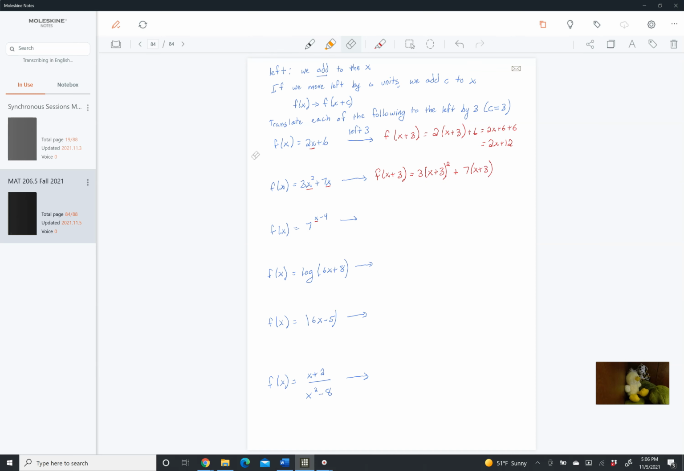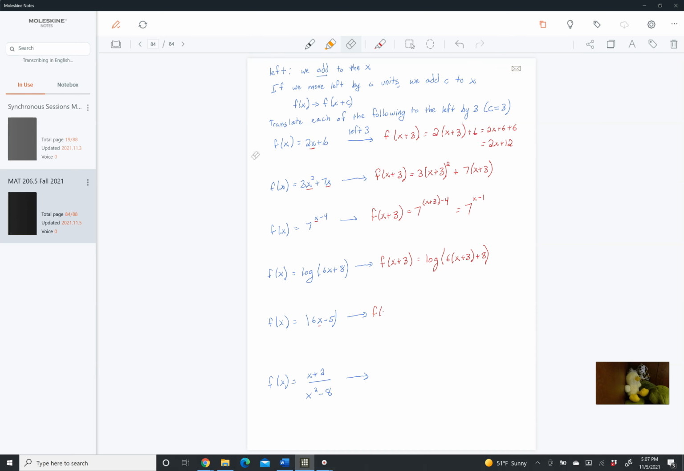Here, the x is in the exponent. F of x plus 3 is 7 to the x plus 3 minus 4. And again, this is easy enough to simplify. This becomes 7 to the x minus 1. Here, f of x plus 3 is the log of 6 times x plus 3 plus 8. If you forget to put it in parentheses, then you're saying only the x gets multiplied by 6, but the whole x plus 3 has to be multiplied by 6.